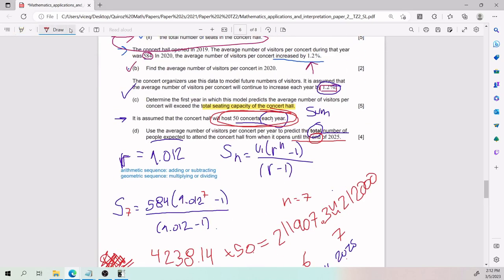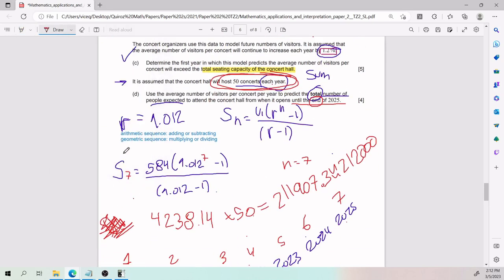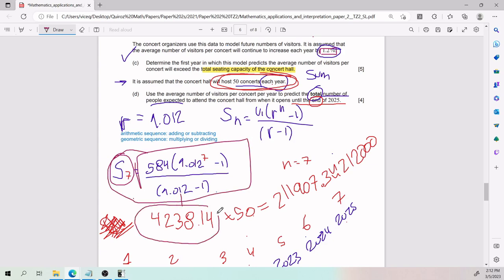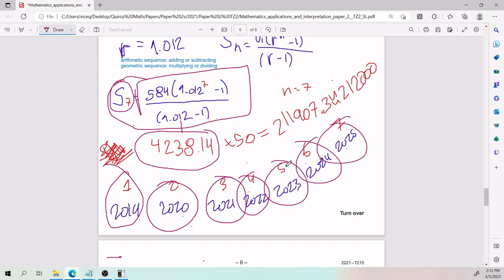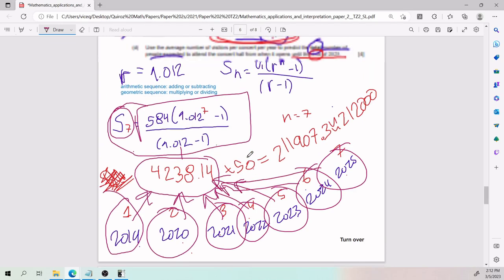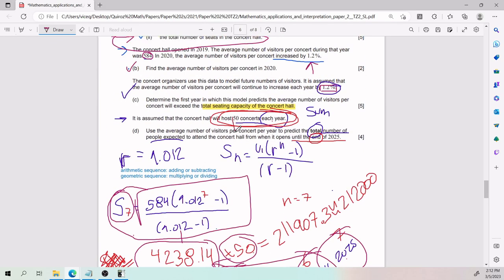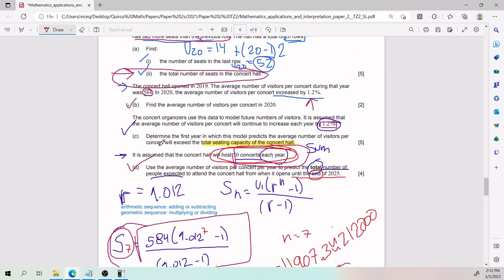Point is, this S7 here, which gave me that number there, is the amount of people that attended, like, one per year. So if I take the sum of 2019, 2020, 2021, 2022, 2023, 2024, 2025, it's going to give me that number there. Okay? And the reason I multiply by 50 is because there are 50 concerts each year. And that is part D.